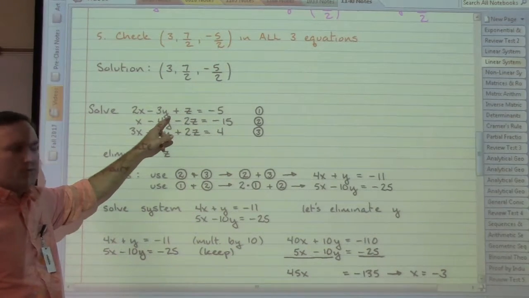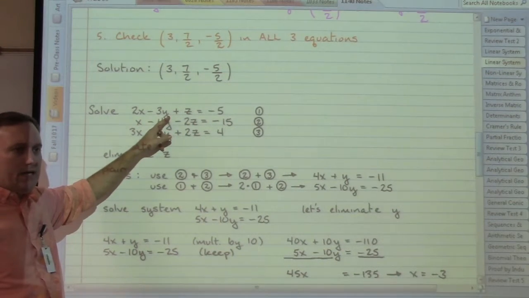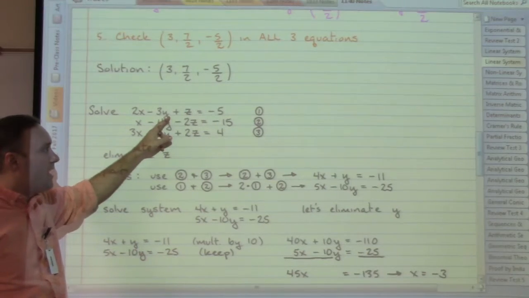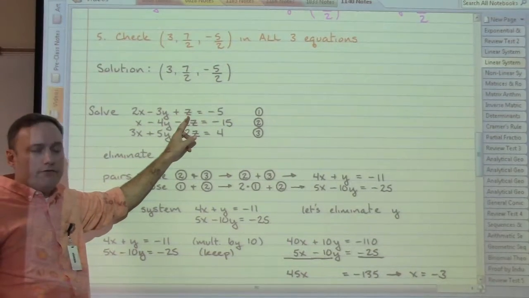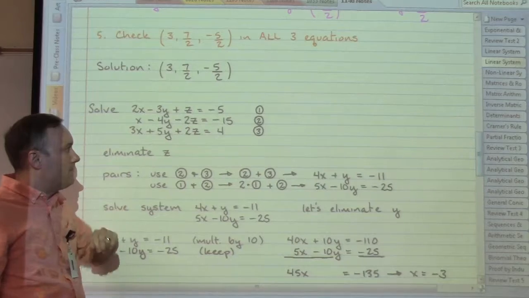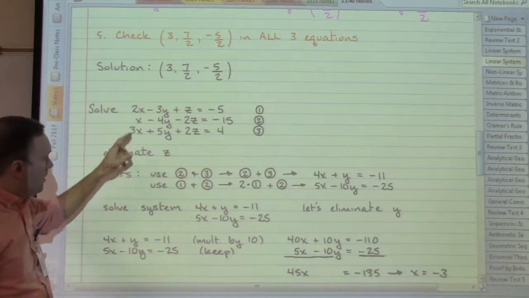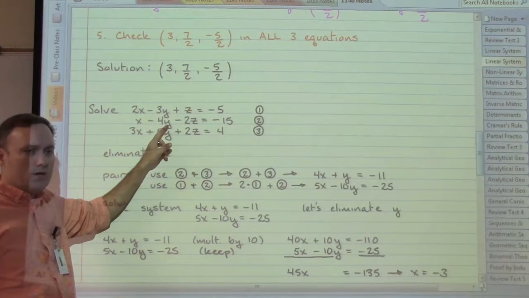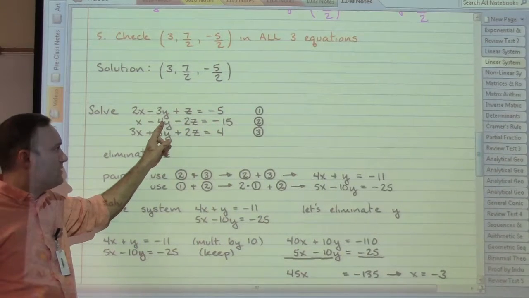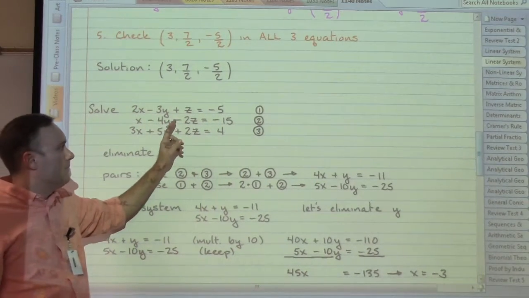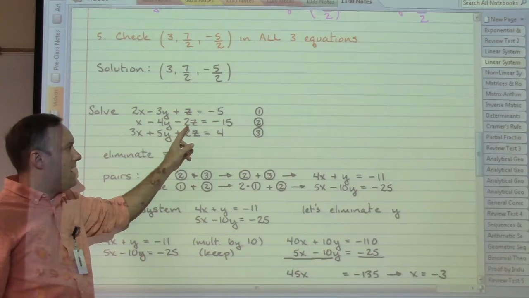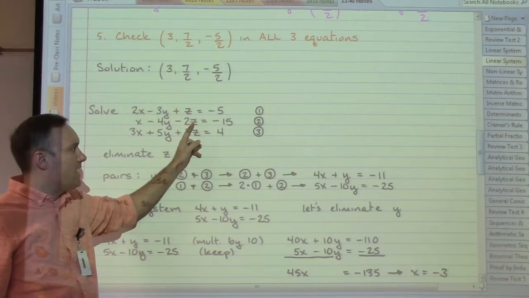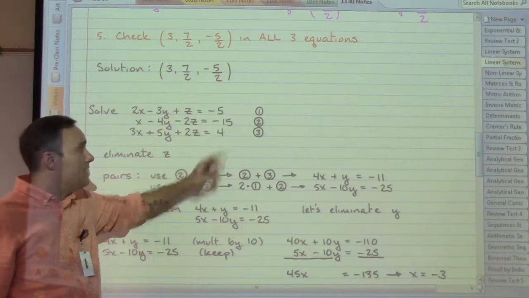Minus 3 times 1, 3 times 1 is 3. Negative 6 minus 3 is negative 9. Plus 4 is negative 5. So that's okay. Negative 3 minus 4 times 1, negative 3 minus 4 is negative 7. 2 times 4 is 8, so negative 7 minus 8 is negative 15. That works out.